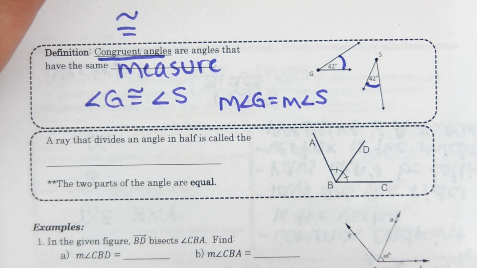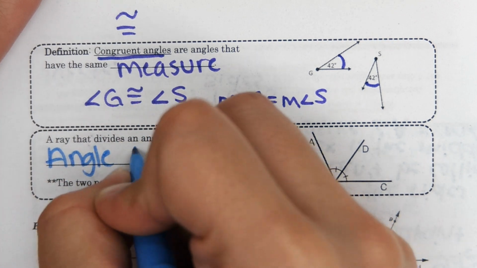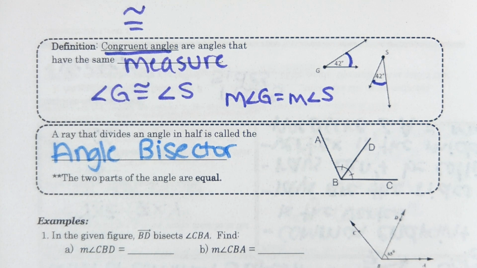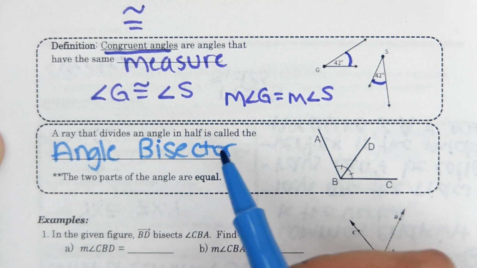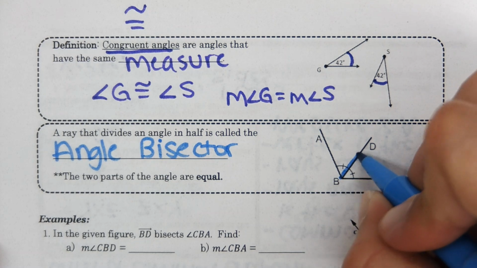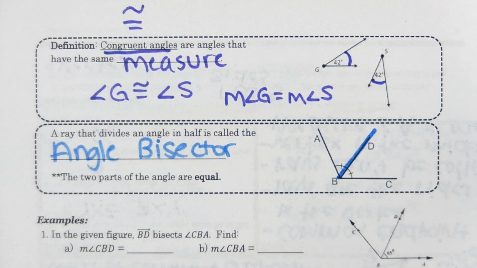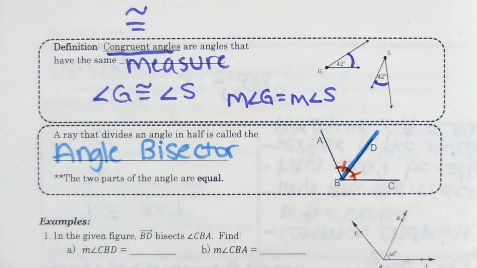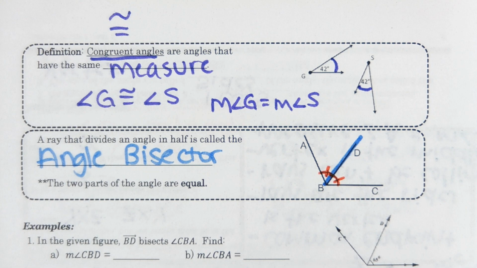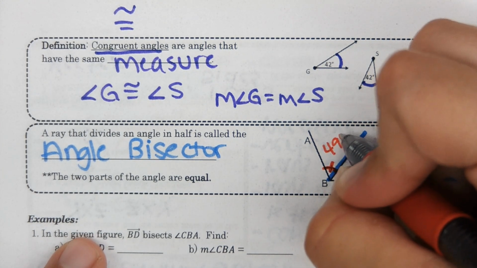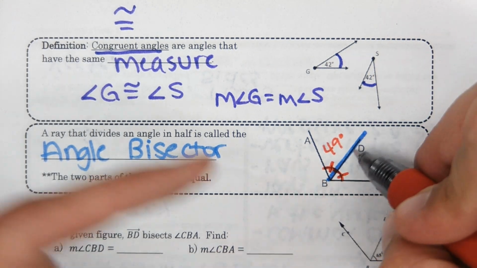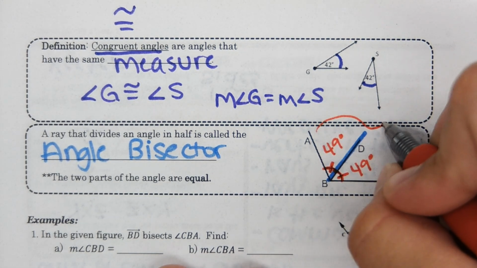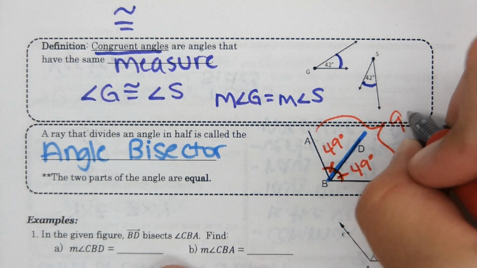Next concept is called an angle bisector. This comes up a lot, will come up a lot this year. An angle bisector is a ray that divides an angle in half. So here the angle bisector is BD, and it breaks this angle into two equal pieces, and it shows this little tally here showing that those are the same measure. So if we're told that this is 49 degrees, and that this is an angle bisector, this must also be 49 degrees. And that would make the entire thing, angle ABC, 98 degrees.